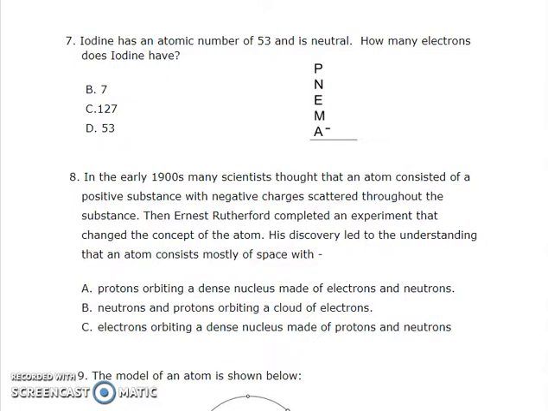Number 7. Iodine has an atomic number of 53 and is neutral. How many electrons does iodine have? B, 7. C, 127. D, 53.